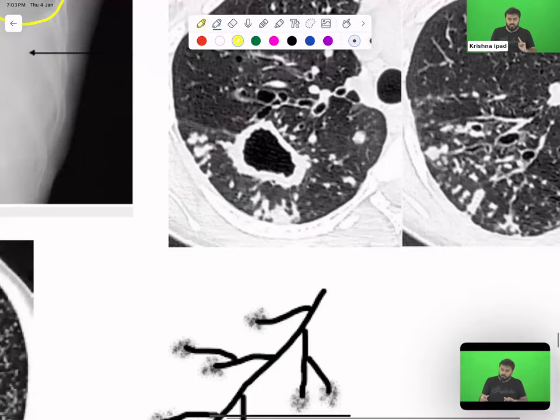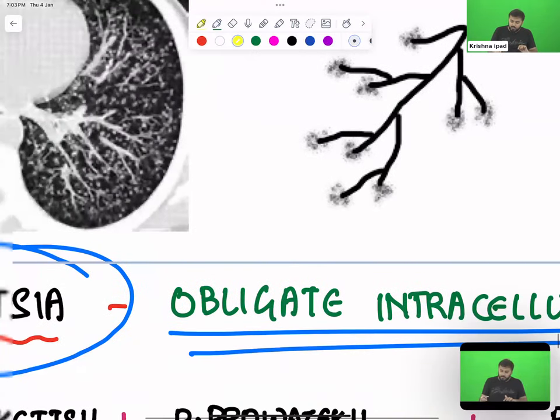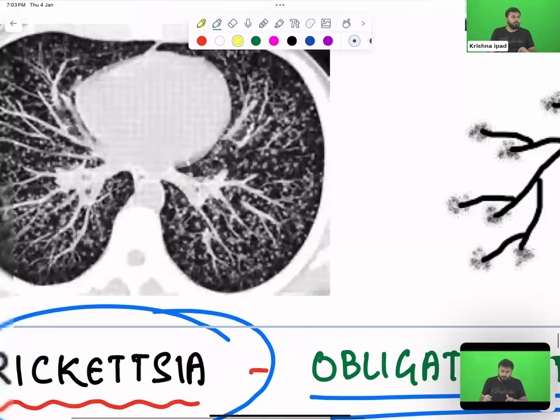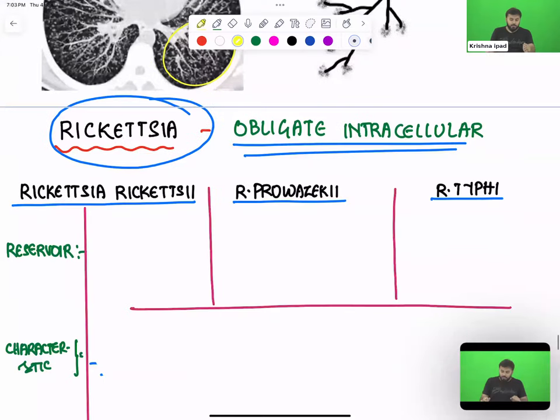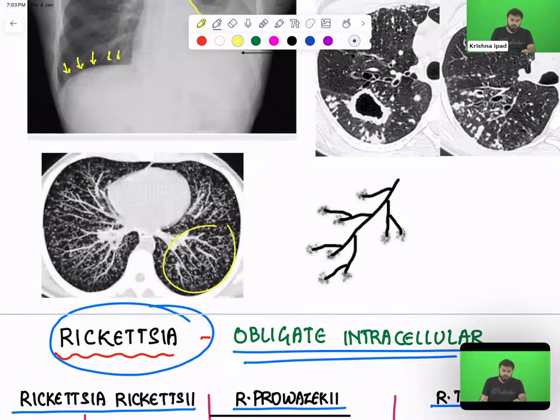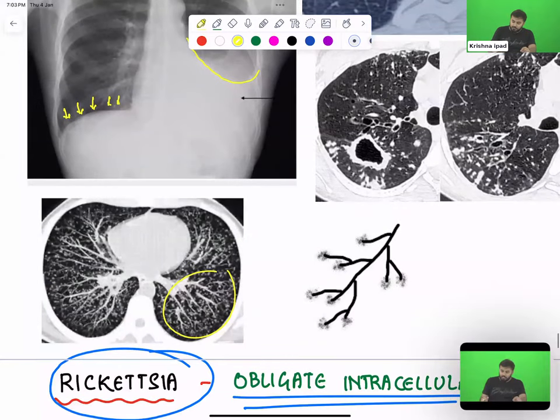Yeh dekho, yahan pe bahut clearly dekh sakte ho. You see, trees with many small multiple buds. Hai na? Ye miliarity bhi hai. So this is tree in bud appearance. All of you understood this? Yeah, they go tree in bud appearance.